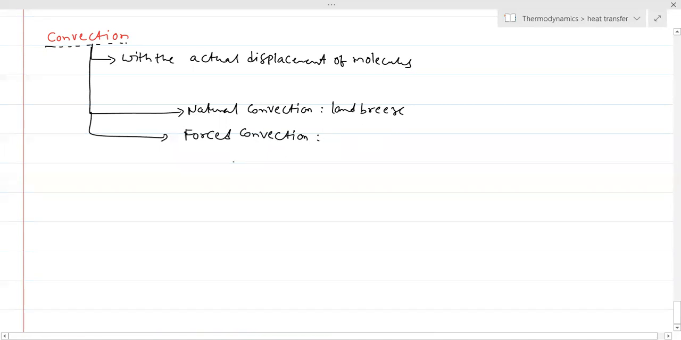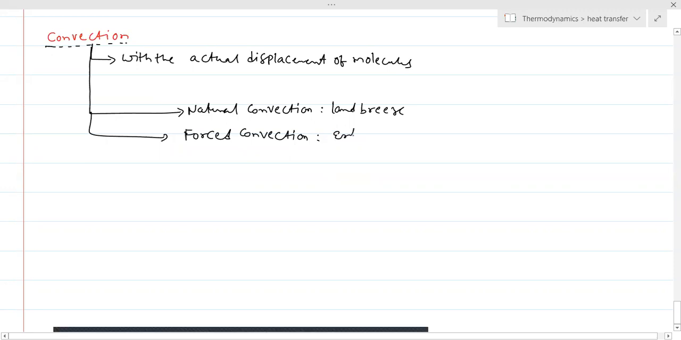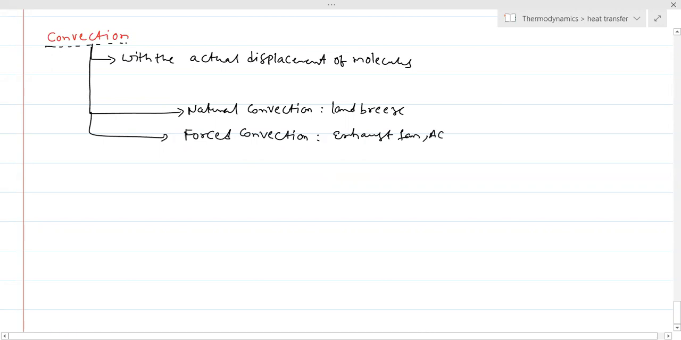I'm taking another example. The hot air in our room may escape through the ventilator from the room. That is natural convection. Nobody is forcing it. Forced convection means, suppose you take an exhaust fan or AC, we force the heat to move from one place to another by means of air. That is the difference between natural convection and forced convection.